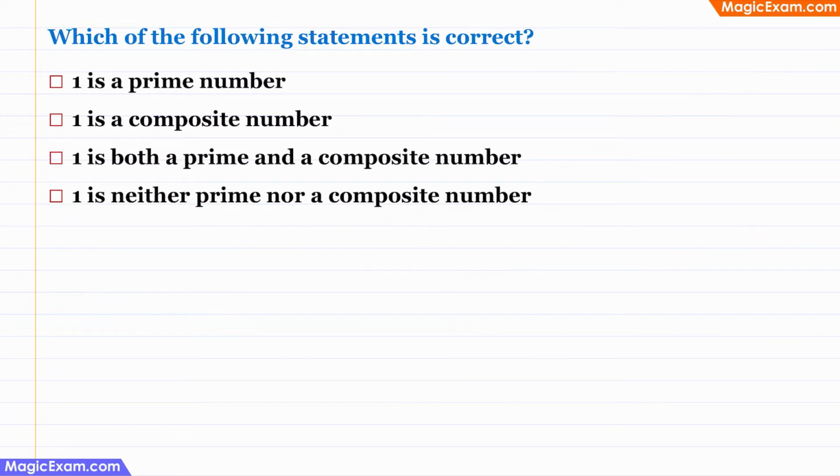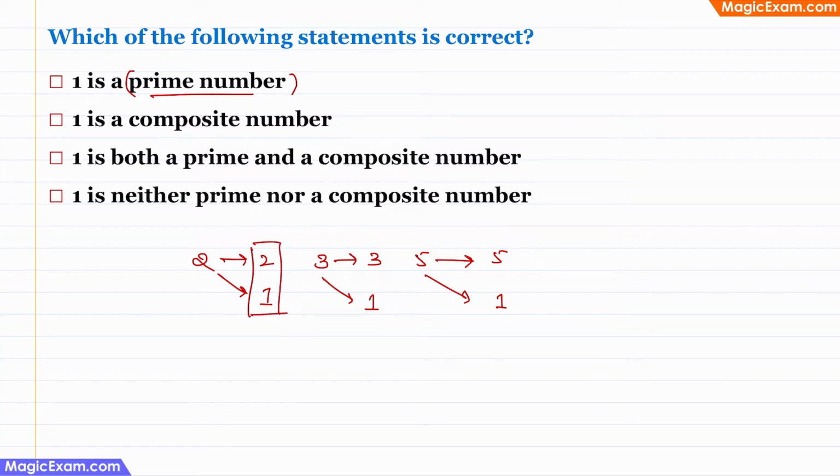Which of the following statements is correct? Now, is 1 a prime number? So what is a prime number? A prime number is any number like 2 or 3 or 5 which is divisible by itself or by 1. Like 3 is divisible by itself or by 1. So 5 is divisible by itself or by 1. So they don't have any other factors. They have only two factors, which are the number itself and 1.